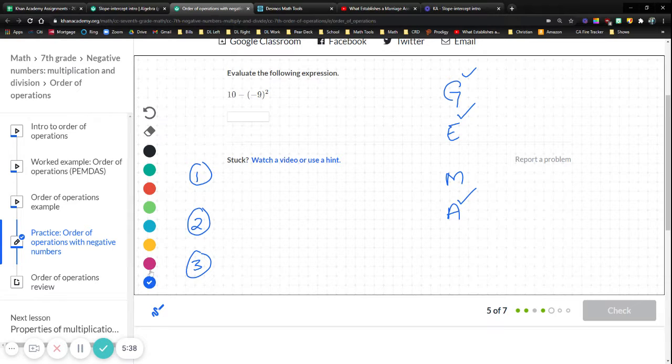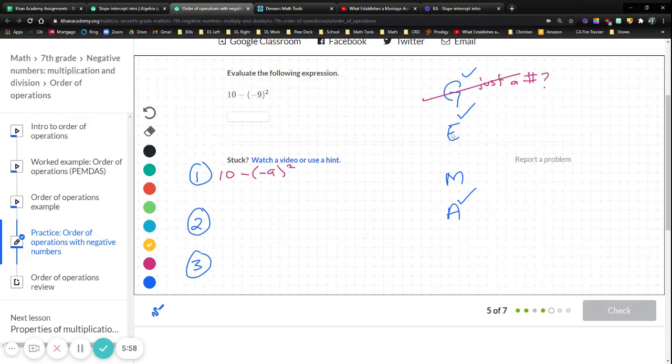Remember, if there's just a number inside parentheses, then we're okay. So if I look inside the grouping symbols, and again, it's just a number. If it's just a number, then we can skip it. So I get to skip G, and I'm going to rewrite it. 10 minus negative 9 in parentheses. Negative 9 is in parentheses to the second power.